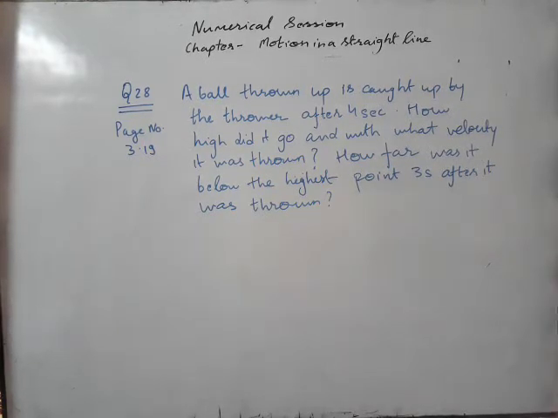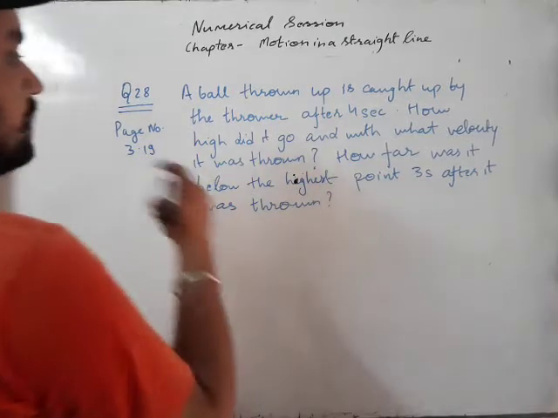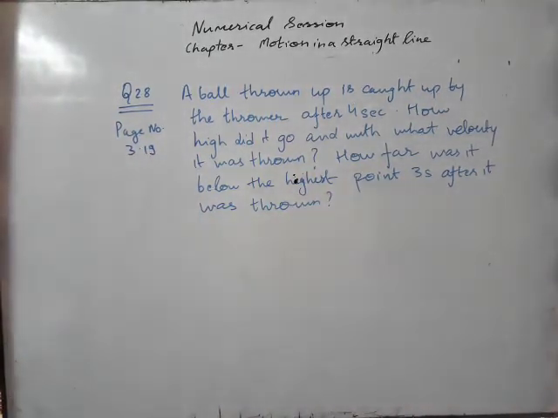A ball is thrown up and is caught by the thrower itself 4 seconds after it was thrown. How high did it go? Height you have to find, and with what velocity it was thrown. The first part we will be solving first, and then we will be finding out the second point, the concept of the highest point 3 seconds after it was thrown, later on.